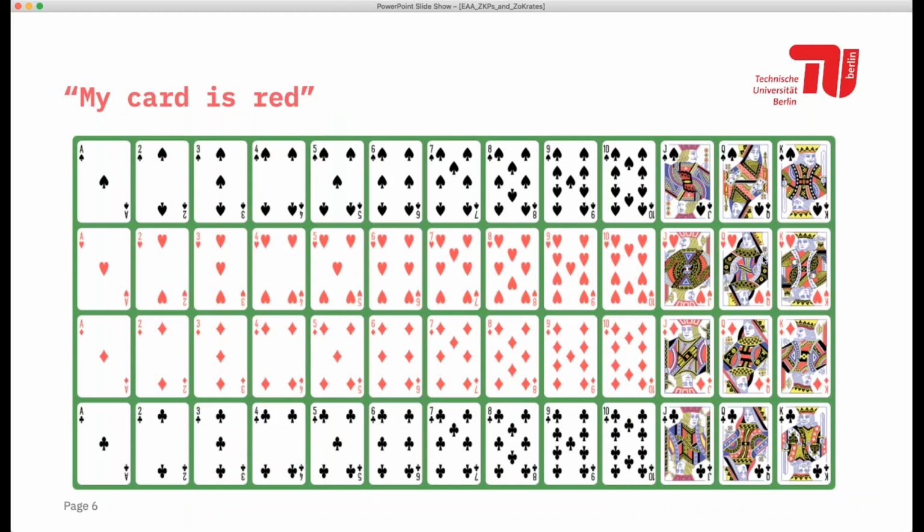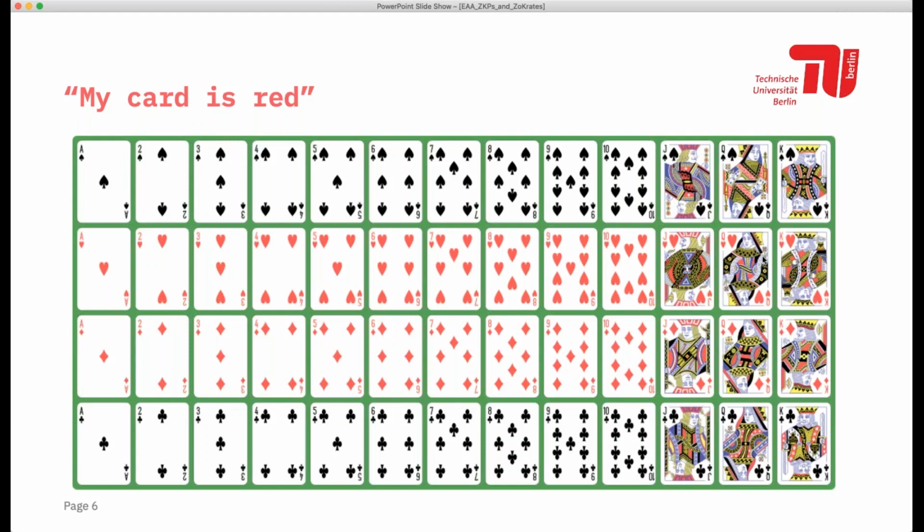Second little introductory puzzle is the "my card is red" puzzle. So let's say we have a deck of cards and we want to prove to someone else, let's say we have Alice and Bob again. Alice wants to prove to Bob that she has a red card.